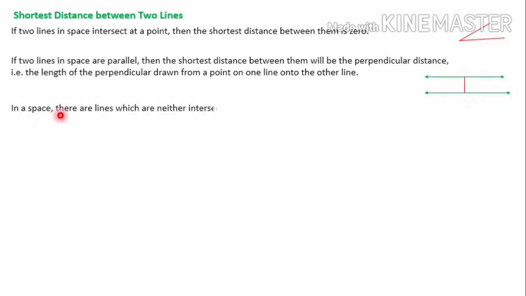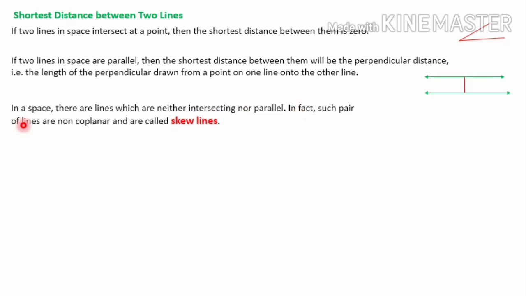And in space, there are lines which are neither intersecting nor parallel. In the previous or smaller classes, we learned about only two types of lines. One is intersecting lines, another is parallel lines. Here the third type is coming. There are lines which are neither intersecting nor parallel.